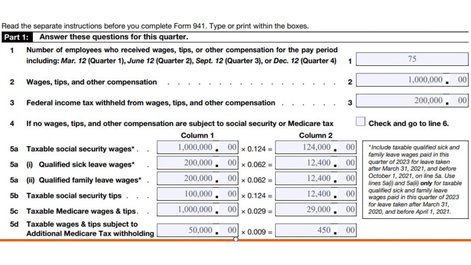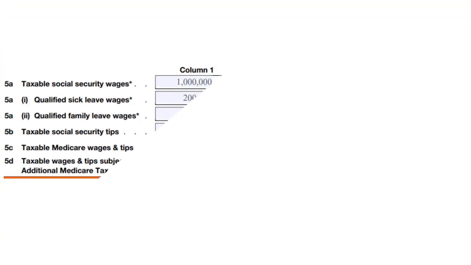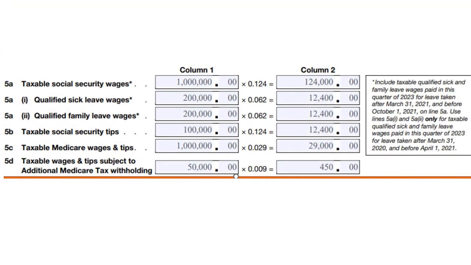So we put 1 million just for the sake of calculations, and you put the federal income tax withheld from wages. We put 20%, so 200,000. You have to specify that so that you can follow through with the calculation. Now, if there are no wages, tips, or other compensation that you paid that were subject to FICA tax, you check here and go to line 8. In our case, this was not applicable, so we didn't check that.